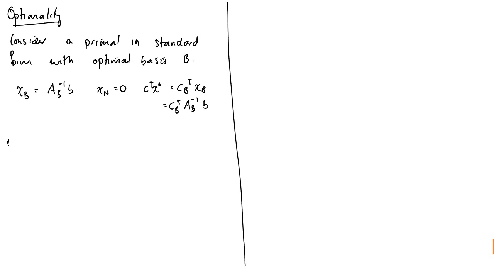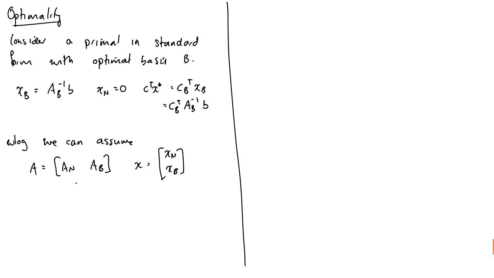Okay, without loss of generality, that's what WLOG stands for, we can assume that the optimal basis is the last m columns of A. That A equals AN AB and x equals xN xB. If that's not the case, we can just rearrange the variable order so that it is true. Okay, so this is an LP in standard form.